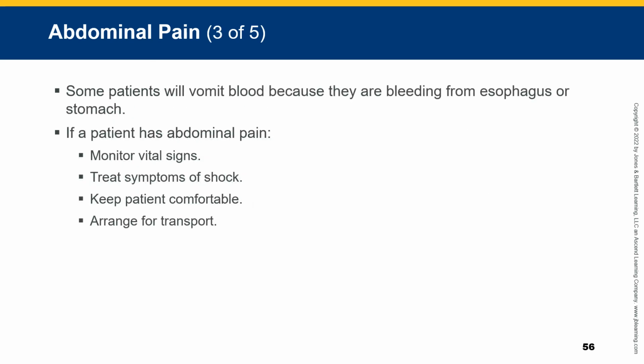Some patients with abdominal pain will vomit blood because they are bleeding from the esophagus or stomach. If they're bleeding from the lower part of the gastrointestinal tract, it may produce bloody stools that may contain bright red blood or stools that may be black and tarry. These patients must be treated for shock.